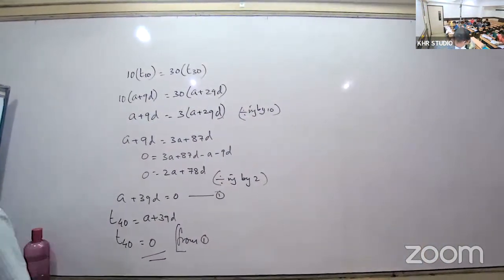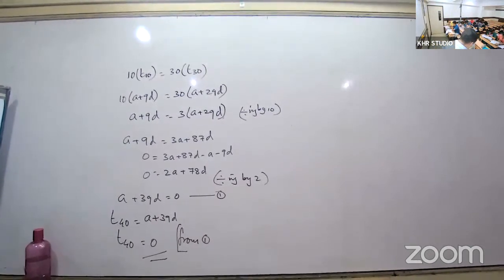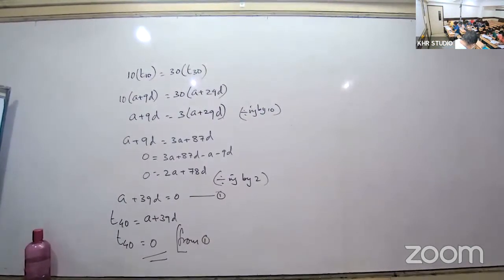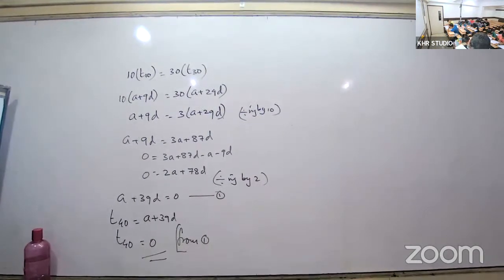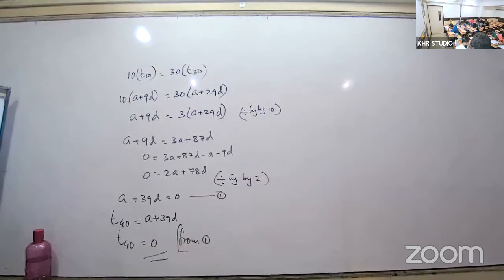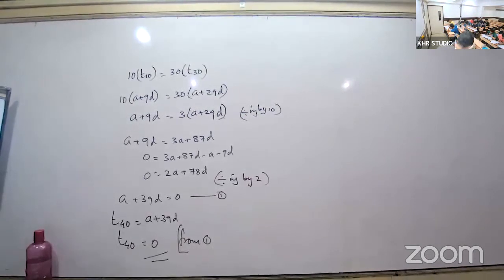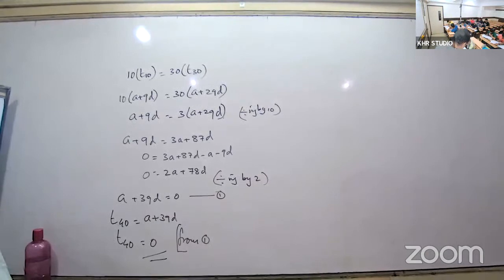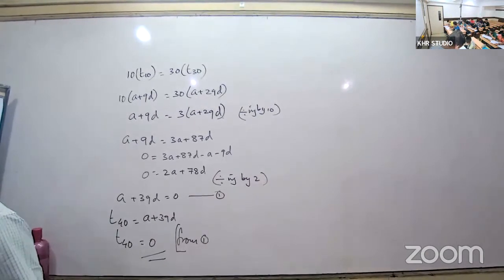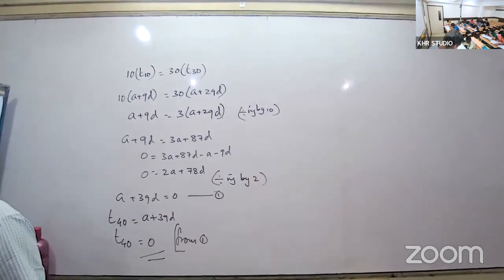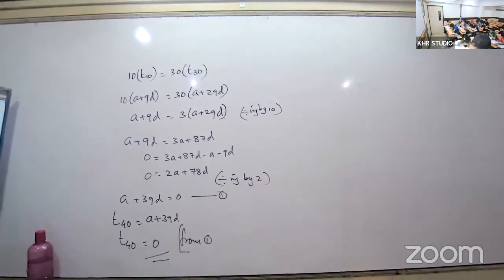Question number 2. If you read: if the third and the ninth terms of an arithmetic progression are 4 and -8 respectively, which term of it is 0? So, what is given over there? Third and ninth term.